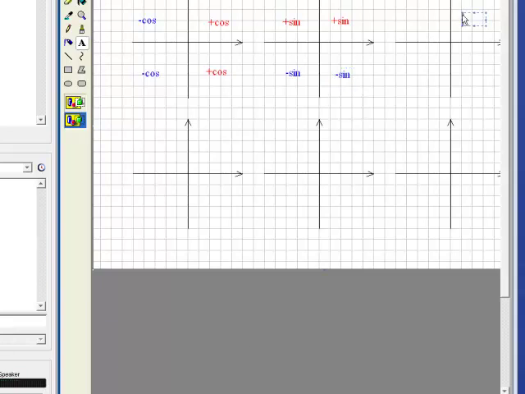The tangent, let's see, I want to do this in red, is positive in the first quadrant because we divide a positive y by a positive x, and it's positive in the third quadrant because we divide a negative y by a negative x, negative in the second quadrant because we divide a positive y by a negative x, and negative in the fourth quadrant because we divide a negative y by a positive x. And as I said, with that I conclude.